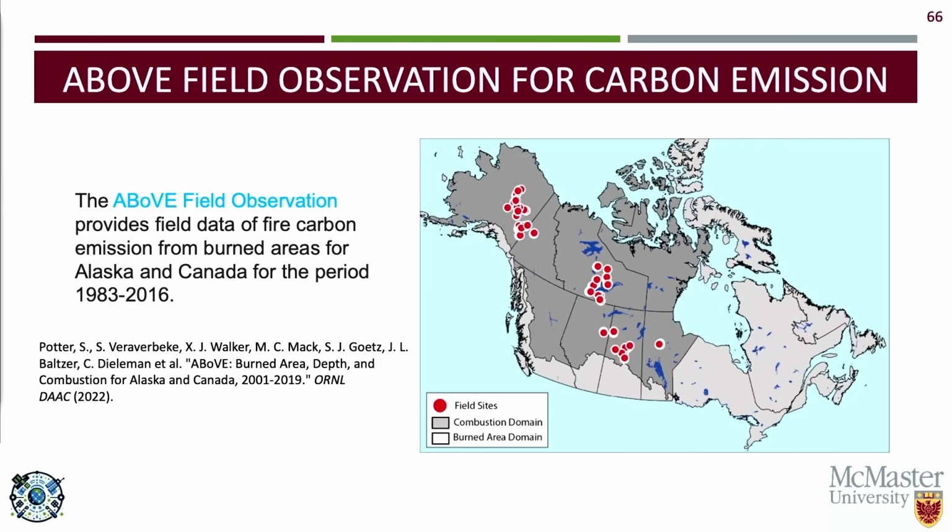And this is the target variable that is collected by a project called ABoVE. So this project is, as I mentioned, supported by NASA, and many US institutions and universities have participated in this project, and that's why we can use it to train our regression model for carbon emission estimation.